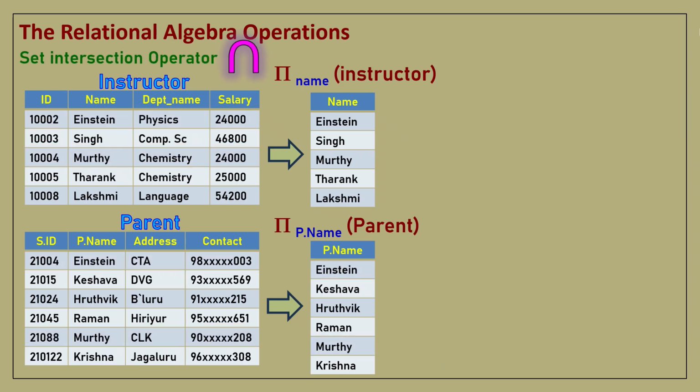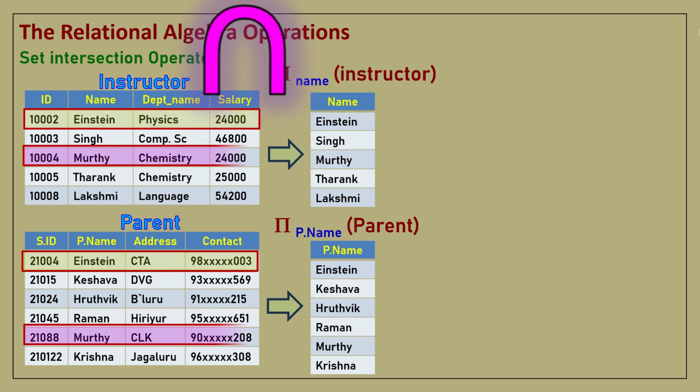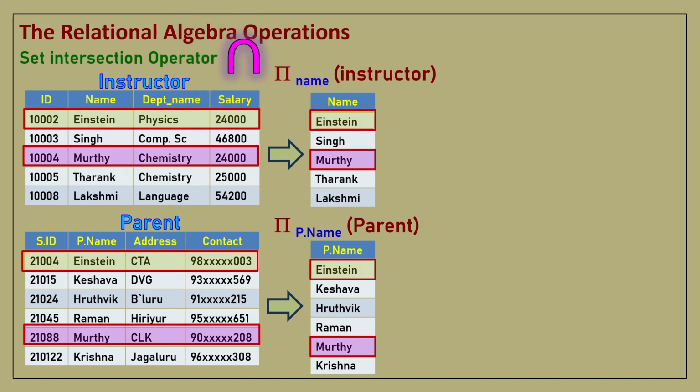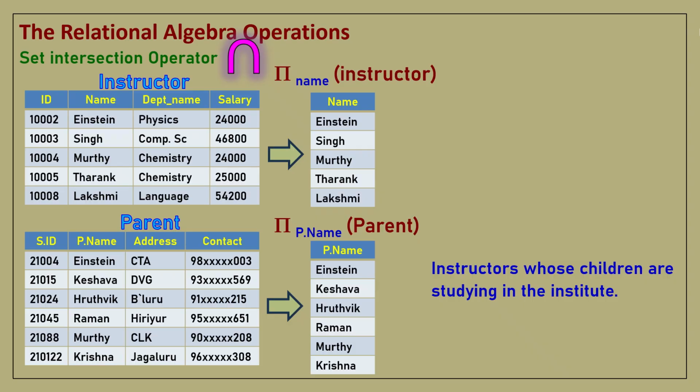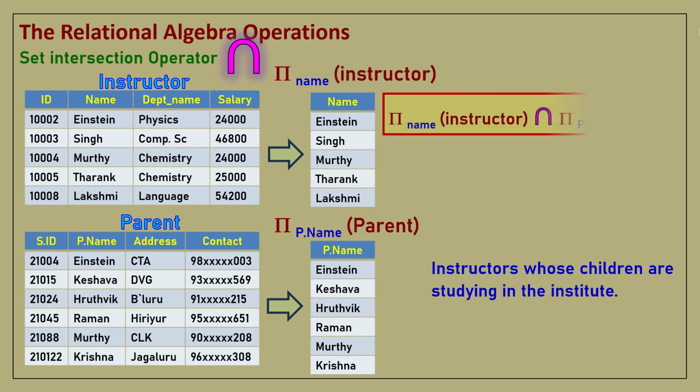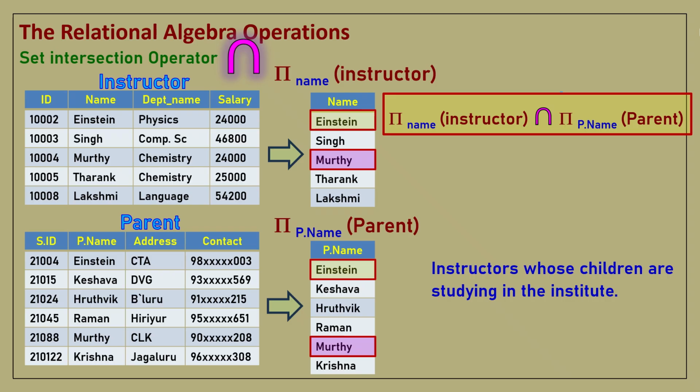Similarly, set intersection operation gives elements of sets that are in both sets. Retrieve instructors whose children are studying in the institute. Intersection of instructor names and parents' names will do this. Expression for this is project, name from, instructor, intersect, project, name from, parent. In the example, Einstein and Murthy are in both instructor and parents relations. Hence set intersection gives 2 elements, Einstein and Murthy.